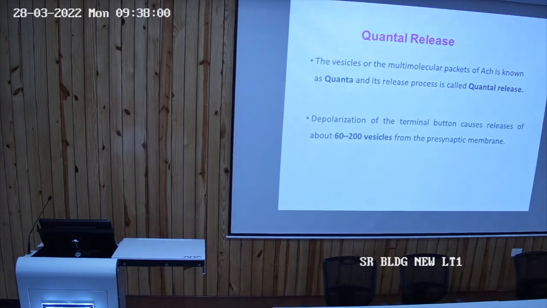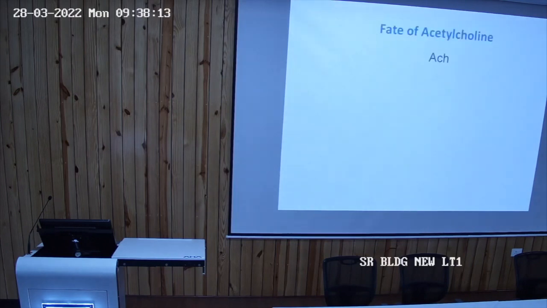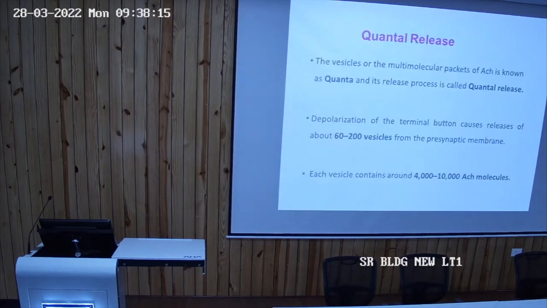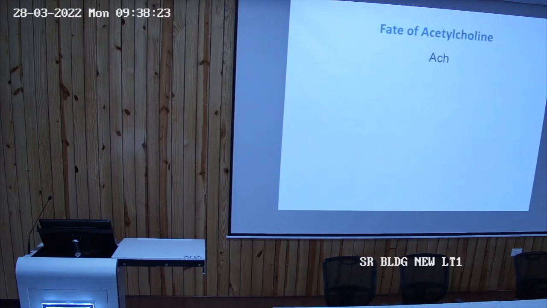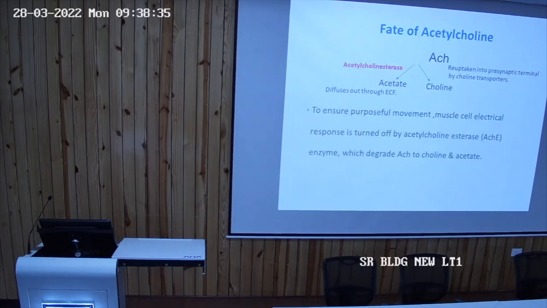So depolarization of the terminal button causes release of about 60 to 200 vesicles from the pre-synaptic membrane. Once the pre-synaptic membrane is depolarized, 60 to 200 vesicles rupture. And in each vesicle, how much acetylcholine is there? Up to 10,000 acetylcholine molecules. Okay. So what is the fate? We have discussed all these things. Acetate and choline, right? Acetate is diffused through the ECF and goes out of your body, and choline is reuptaken, right?